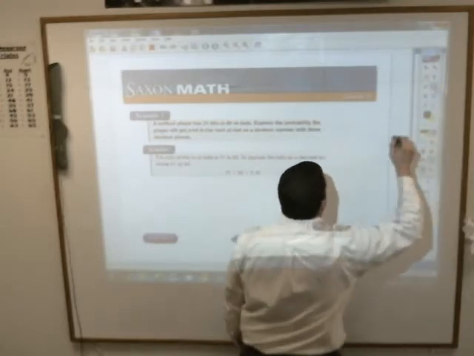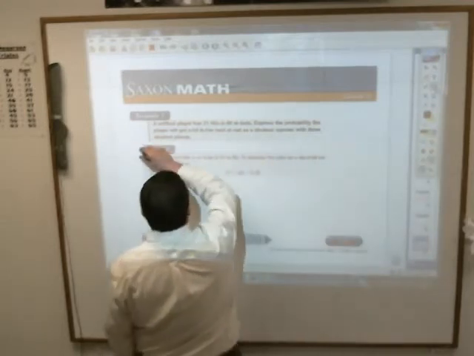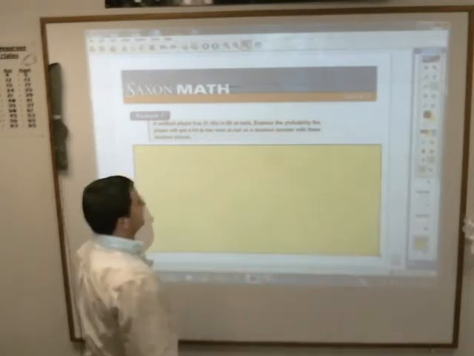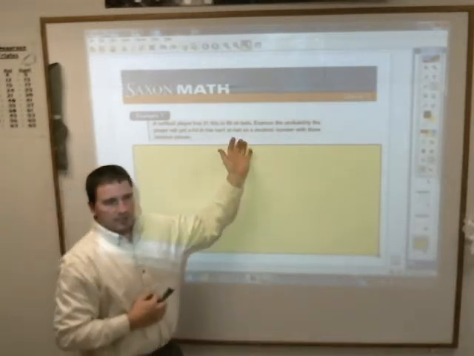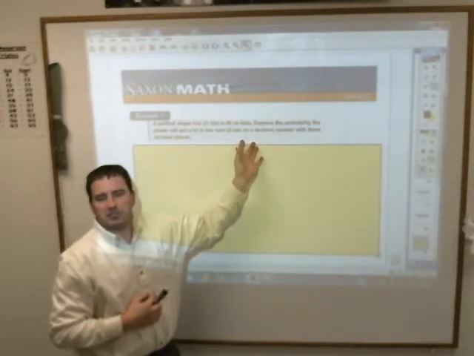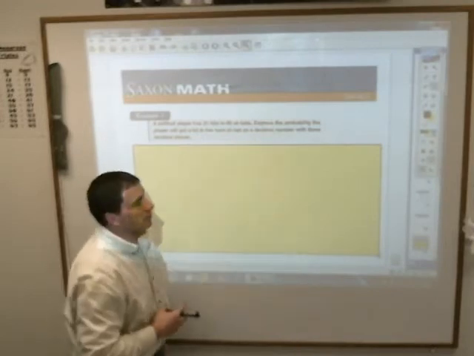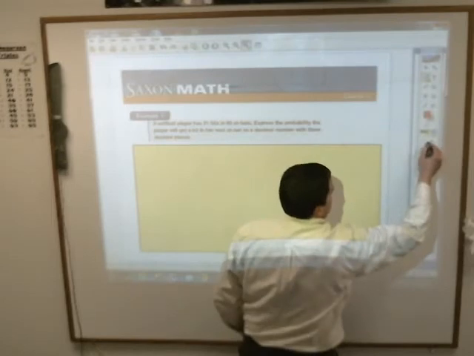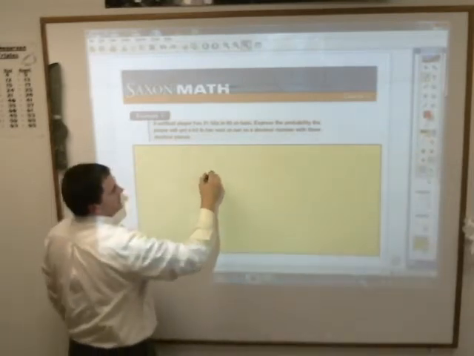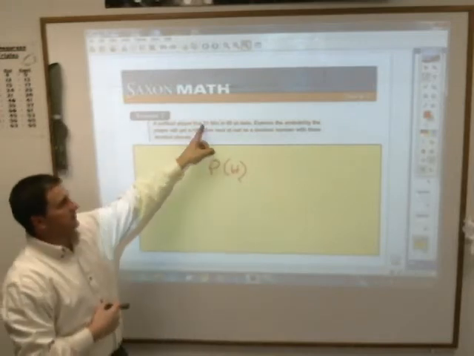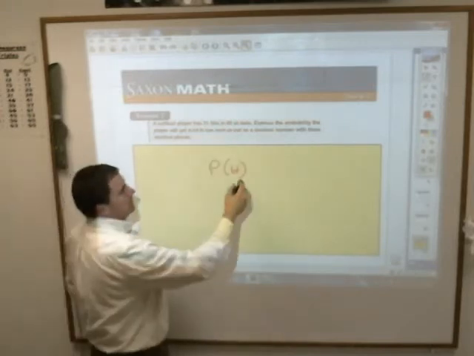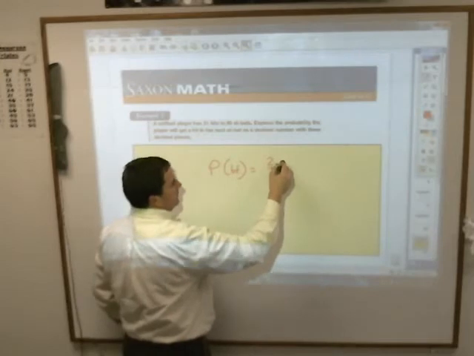I'll give you some examples of what they're going to ask you here. Take a look at this problem here. A softball player has 21 hits and 60 at-bats. Express the probability the player will get a hit in her next bat. Okay, this is experimental. This actually happens. So the experimental probability, when she actually does this, the probability of her getting a hit is what? How many hits did she get out of how many total? Okay, it's 21 out of 60.